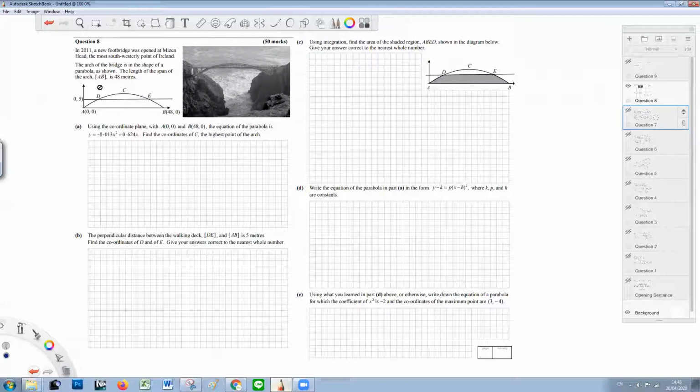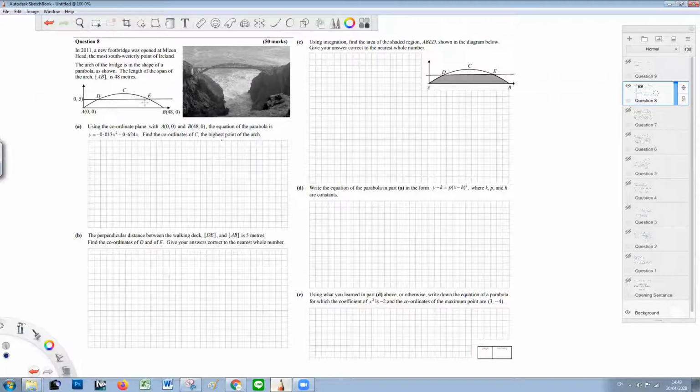So the first bit that we're told, using the coordinates. In 2011, a new footbridge was opened. The arch of the bridge is in the shape of a parabola. The length of the span is 48 meters. So we have this point, we have this point, and there's a walk bridge, and it seems to be 5 meters above the ground. Using the coordinate plane, A is 0, 0, and B is 48, 0, the equation of the parabola is equal to this. Find the coordinates of C.